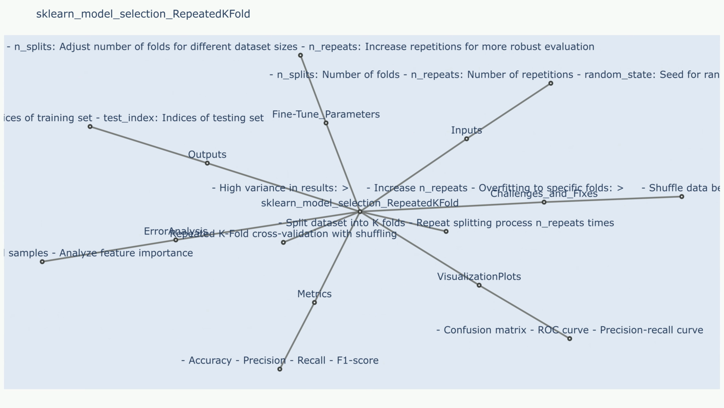Fixes to challenge 2. Increase the number of repetitions. This will ensure that each data point is used for training more times. Use a different cross-validation method. Consider using leave-one-out cross-validation, LOOCV, which uses a single sample as the test set and all other samples as the training set.